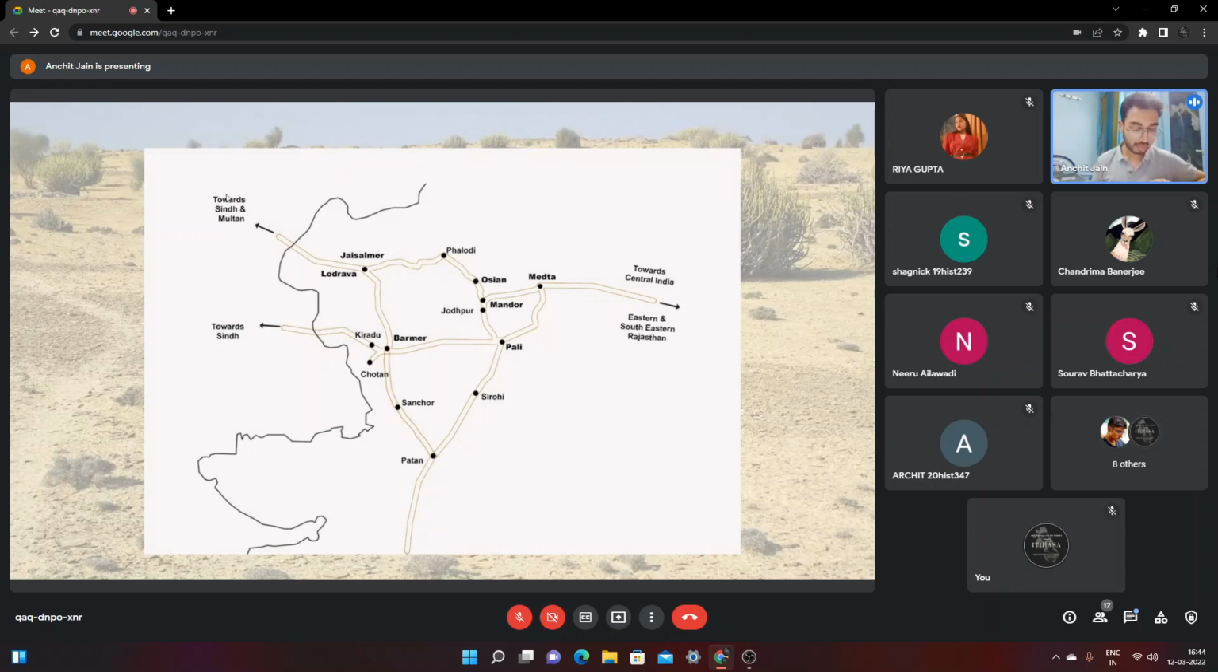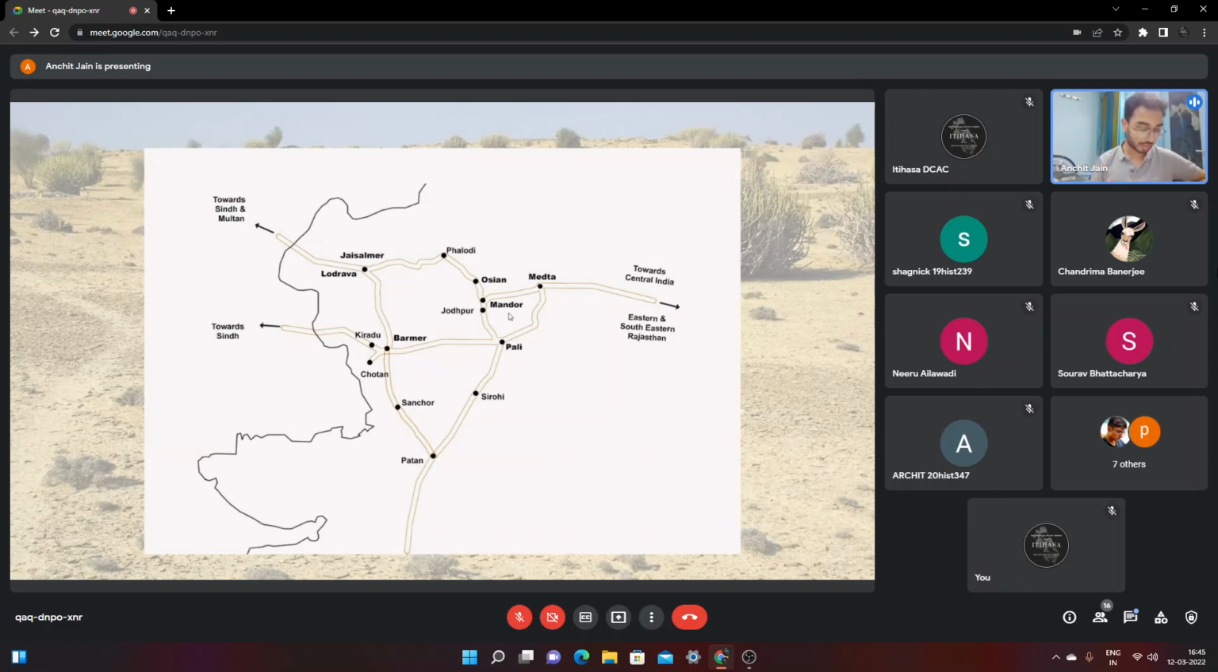And even when I mentioned the discovery of Arab silver hoards in the region of Osian, they were also available in the region of Badmer, in Medta, in Mandor, and we have epigraphic records supporting this trading network with Sindh for the early medieval period. For example, one 10th century epigraphic record also mentions the visit of Arab merchants to the markets of Guhil Center, Ahad near Jodhpur. Therefore, trade routes passing across Thar were central to the broader economic configuration of Western Rajasthan.